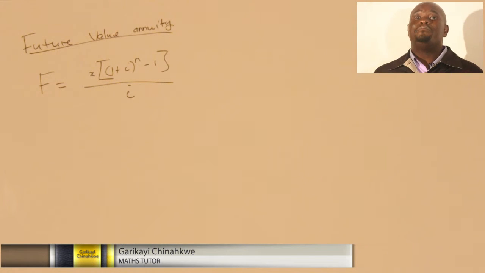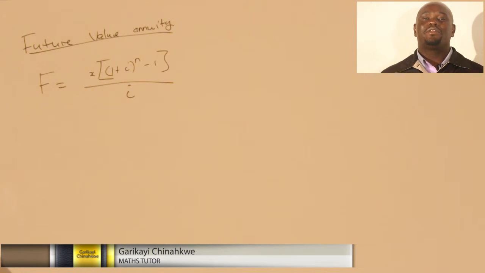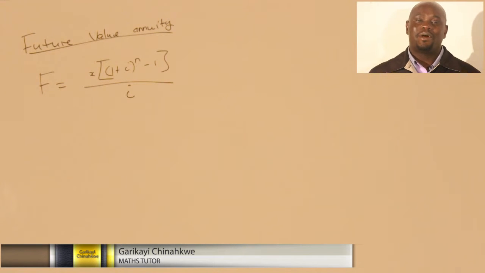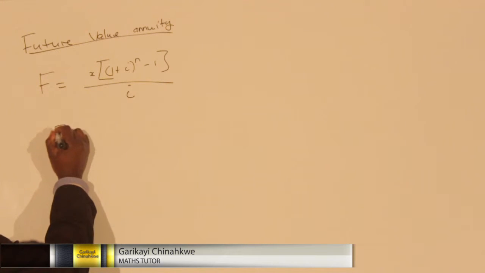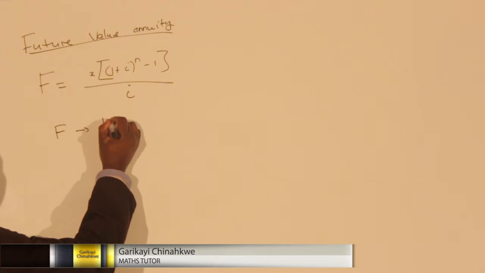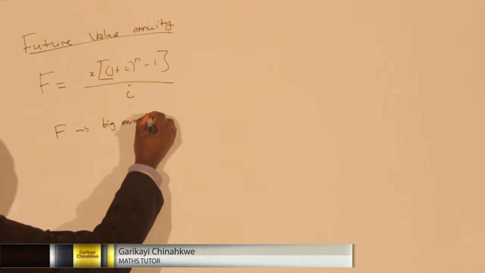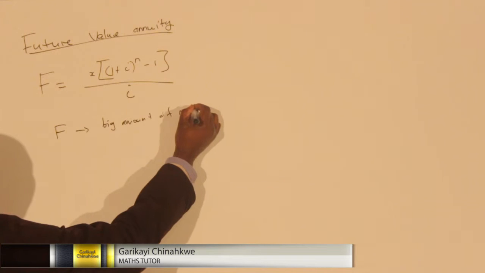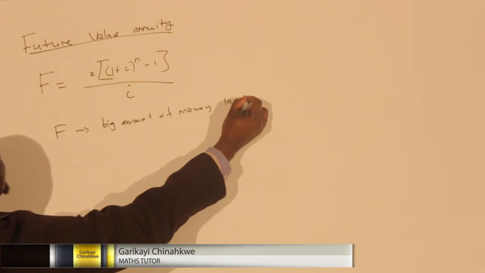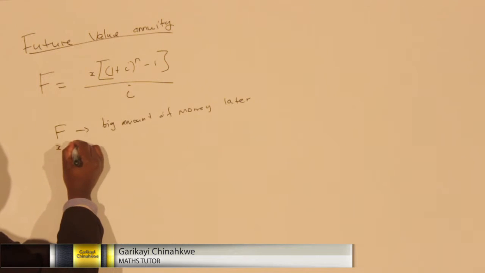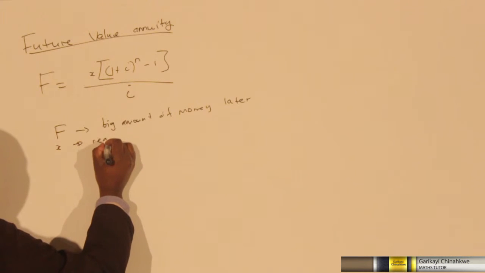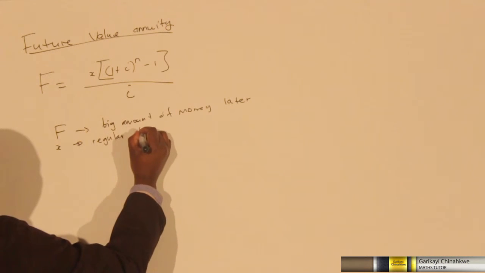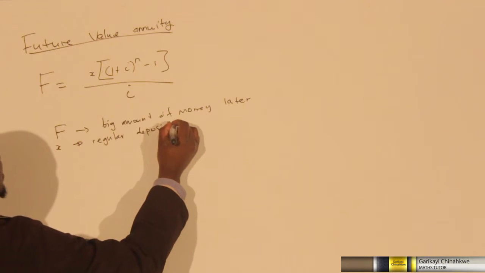So for the future value, it's a big amount of money later. That's why we call it future value. It's given by this formula, whereby F is the big amount of money later. Then X, those are the regular deposits, and they're equal.